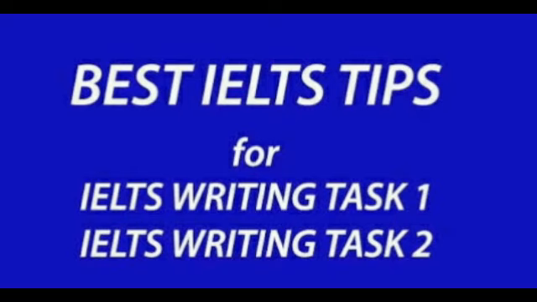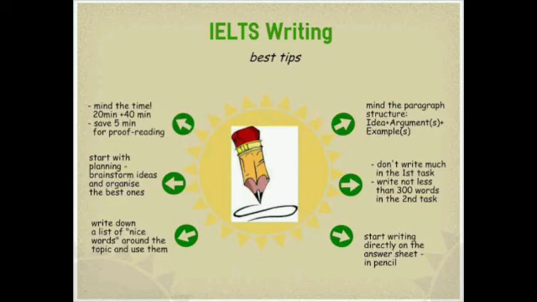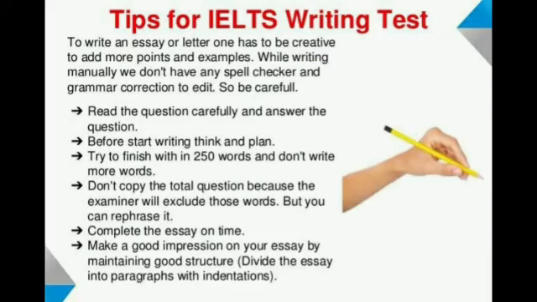In task 1, you are presented with a graph, table, chart, or diagram and are asked to summarize and report the information in your own words. You may be asked to select and compare data, describe the stages of a process, describe an object, or how something works. In task 2, you are asked to write an essay in response to a point of view, argument, or problem. Task 2 contributes twice as much as task 1 to the writing score.